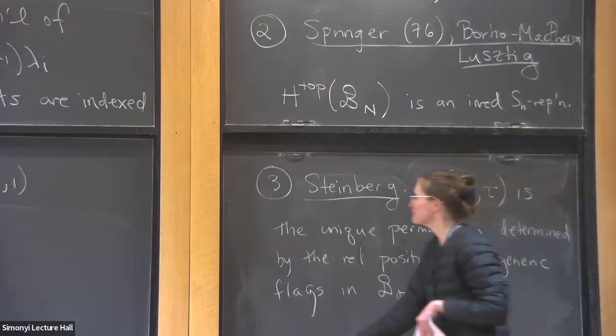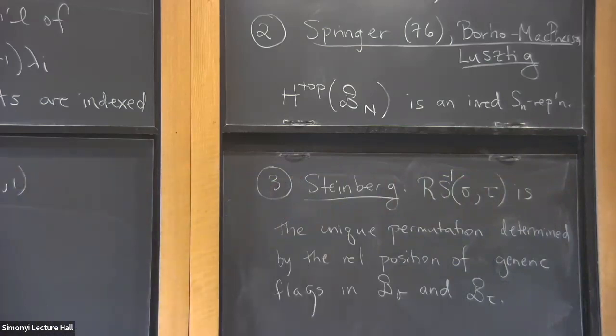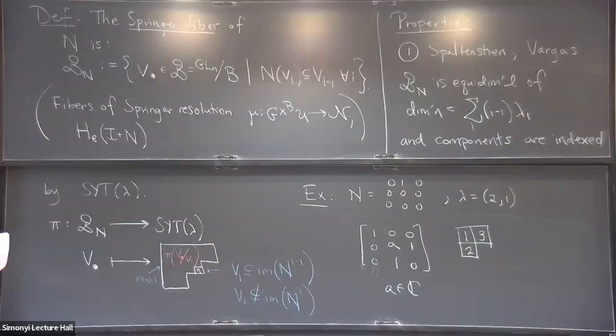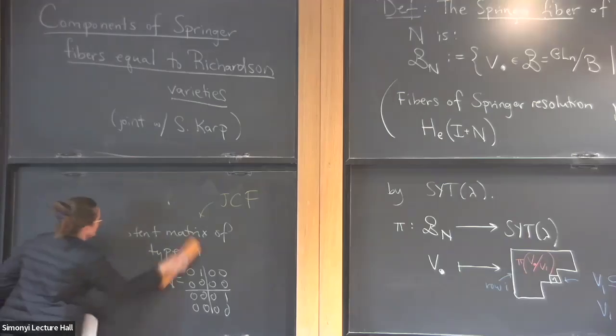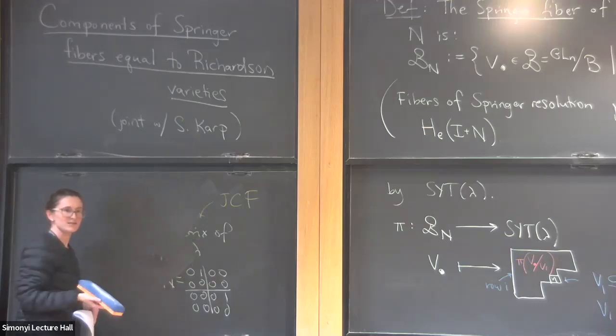So what does it mean, though, the relative position of two flags? The way I think about it is you think about the flag variety cross the flag variety. And the diagonal G orbits on that are indexed by permutations. So these two flags will lie in one of those orbits, and that uniquely determines your permutation. Okay, thanks. I think that's one way. And this also was coming up in Melissa's talk, right?